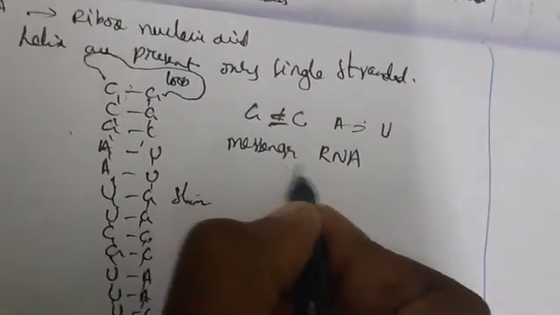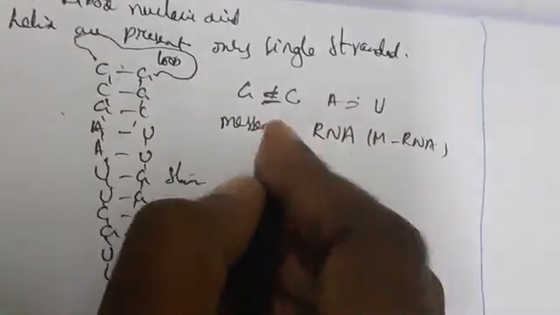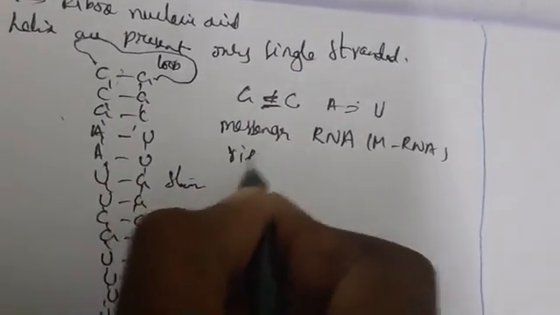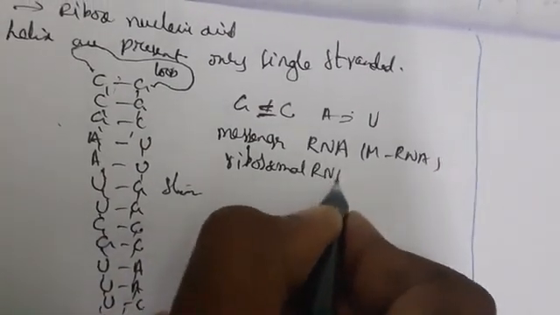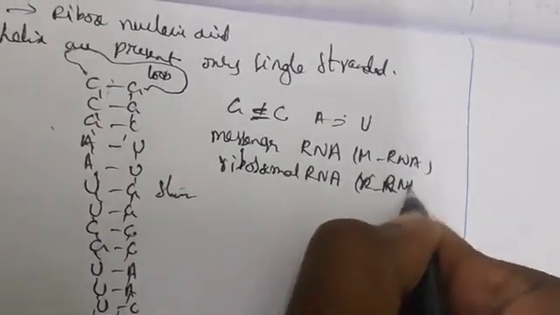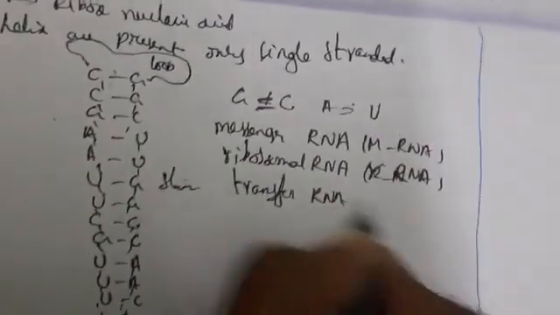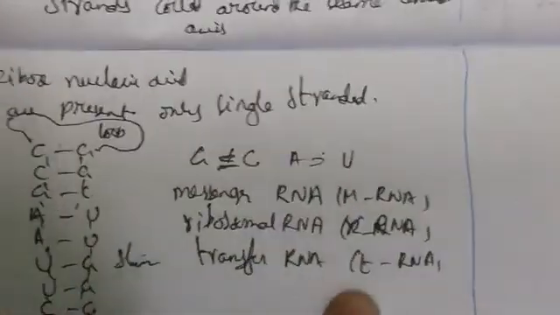Messenger RNA, that is mRNA, and also here we are having ribosomal RNA, that is rRNA, and transfer RNA, that is tRNA. Okay, so this is about RNA. And we are having fingerprint. So fingerprint of RNA we are going to have.